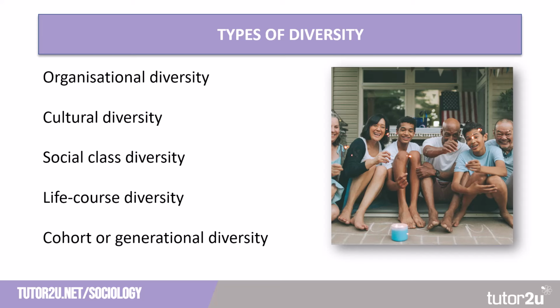And finally, cohort diversity. This type of diversity is based upon the historical context in which families live. Families from different generations or cohorts may have different experiences and values due to the social changes that occurred during their formative years. For example, families who grew up during the post-war era may have different attitudes and practices compared to families growing up in the digital age.